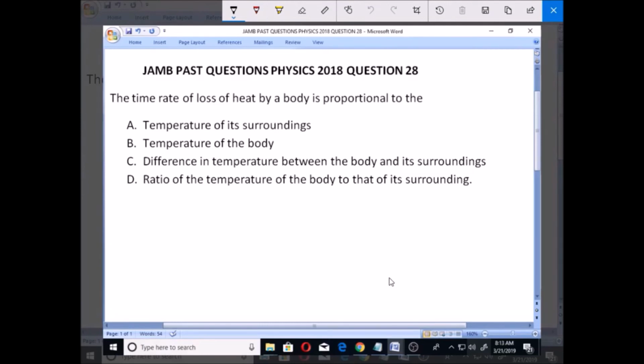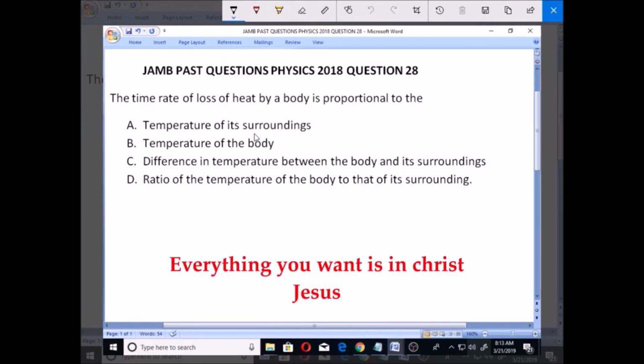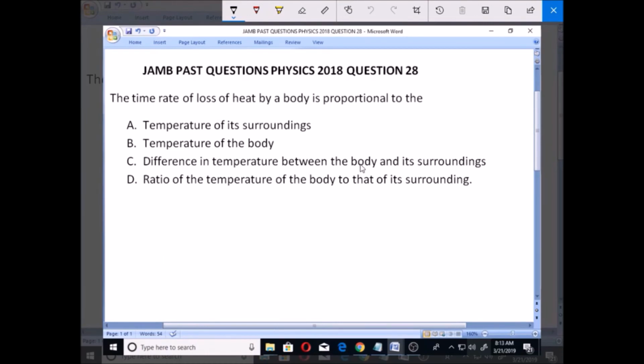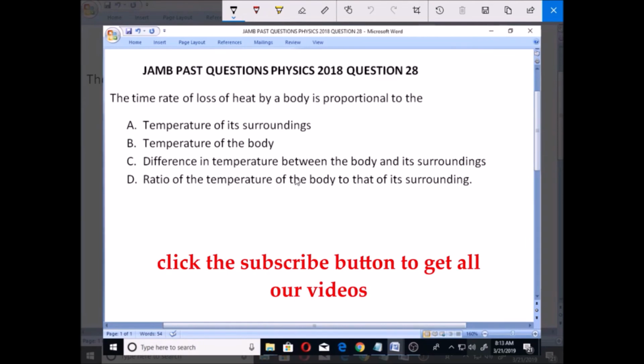Let's look at question number 28 for JAMB past questions, Physics 2018. The time rate of loss of heat by a body is proportional to the: A. Temperature of its surroundings, B. Temperature of the body, C. Difference in temperature between the body and its surroundings, D. Ratio of the temperature of the body to that of its surroundings.